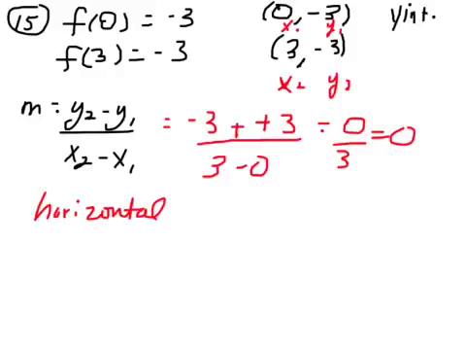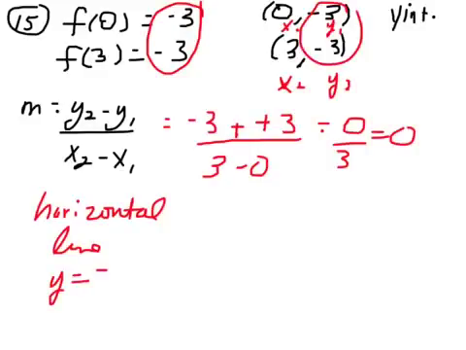What I was noticing as I was working the problem was that if these y values are the same, we know it's a horizontal line. Because if it's a line and it goes through two different points with the same y value, it's got to be a horizontal line. And a horizontal line has the equation y equals whatever the y value is. Well, it's negative 3 in both of these cases.